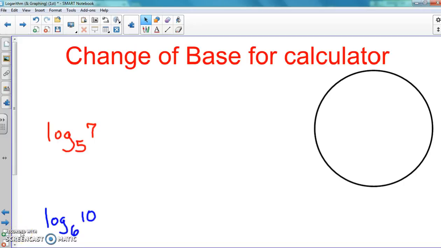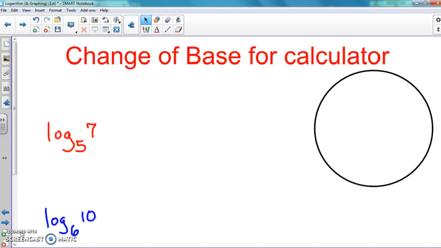So here comes the even better part of this lesson. We get to change base for calculator. In other words, we get to do logs in the calculator. So when we do logs in the calculator, it's going to be very simple and easy to do.